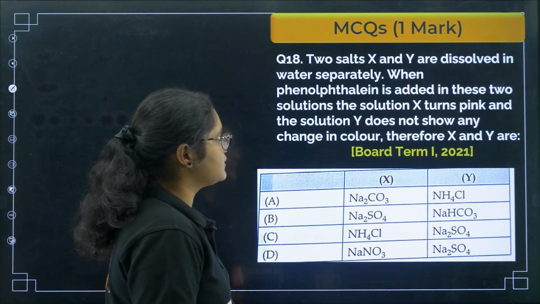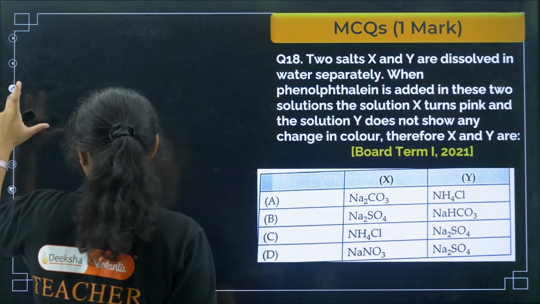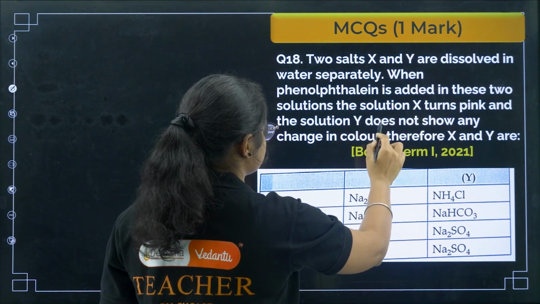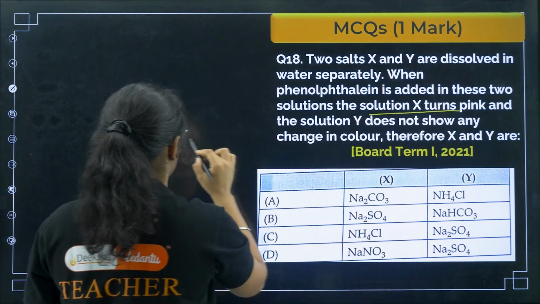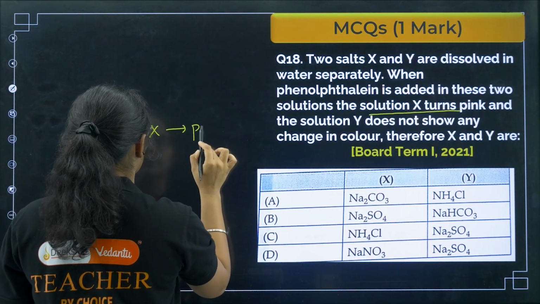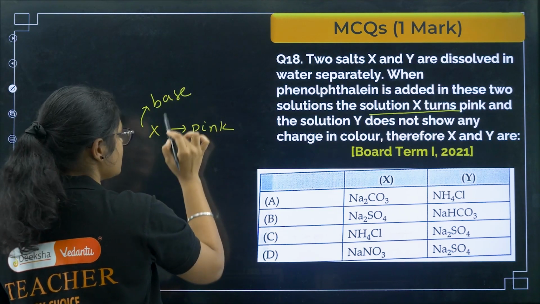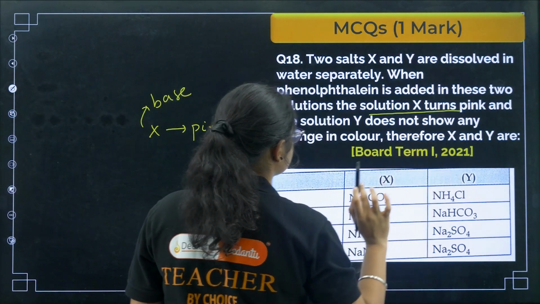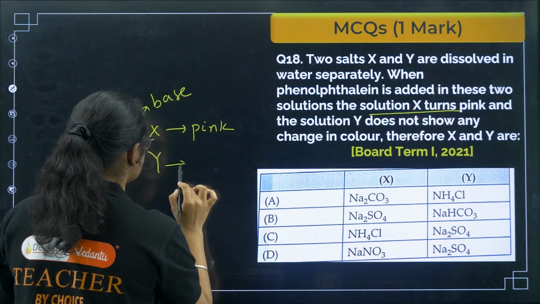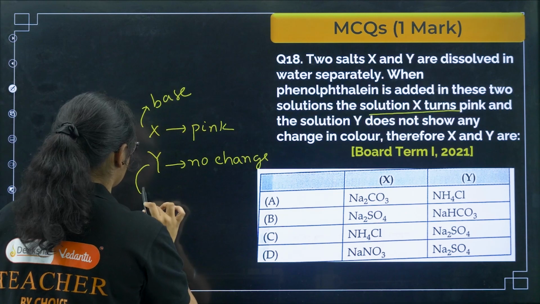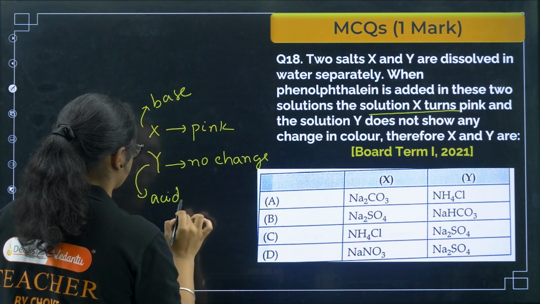Next, two salts X and Y are dissolved in water separately. When phenolphthalein is added to these two solutions, the solution X turns pink. Solution X turns pink. That means X must be a base. And the solution Y does not show any change. So Y has no change. That means Y must be an acid.